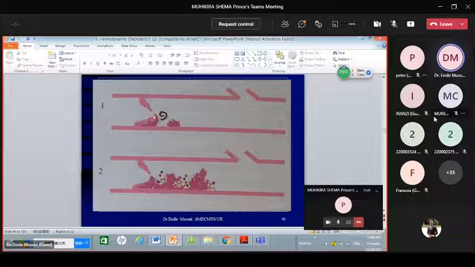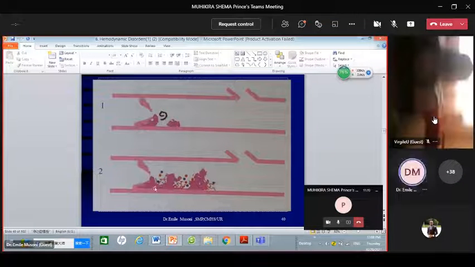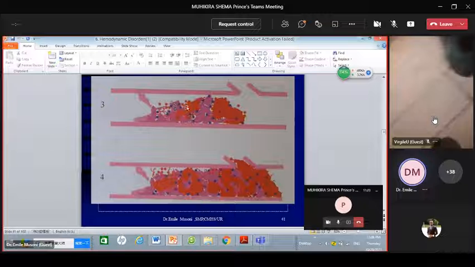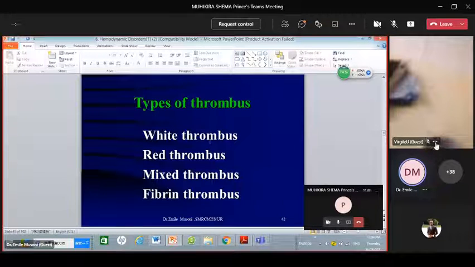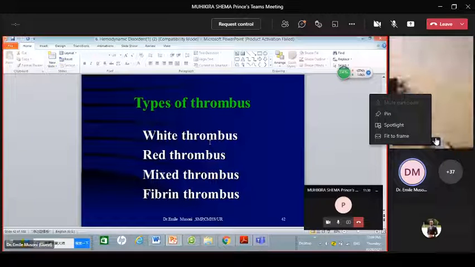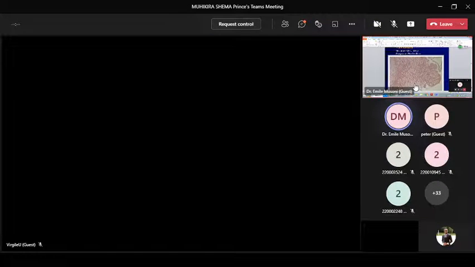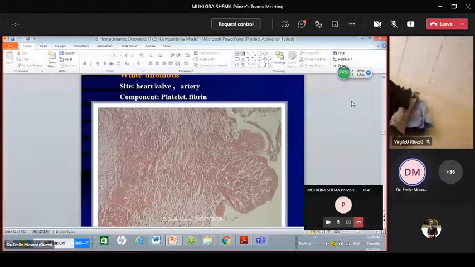So it is an image showing the... So here there is a blood clot. Here it is a case of the thrombosis. Thrombosis and the formation of blood clot, thrombus. This is the thrombus in the blood vessel. Type of the thrombus, it can be white thrombus, red, mixed, or fibrin thrombus. Here we see an image of the white thrombus on the heart valve.